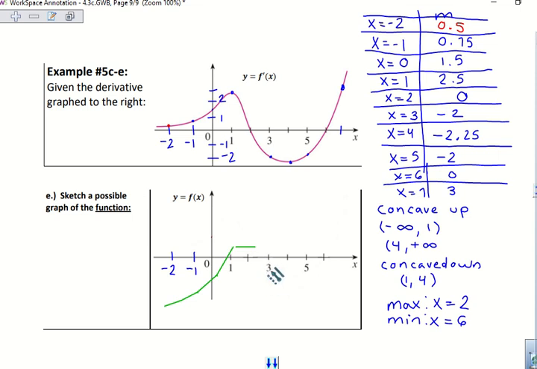What about at 3? Down. Goes down. What about at 4? Keeps going down faster. Down a little faster. What about at 5? Down, but a little less steep. And then what about at 6? It flattens out. Zero. And then what does it do when it gets around 7? It shoots up. So that's a crazy graph.